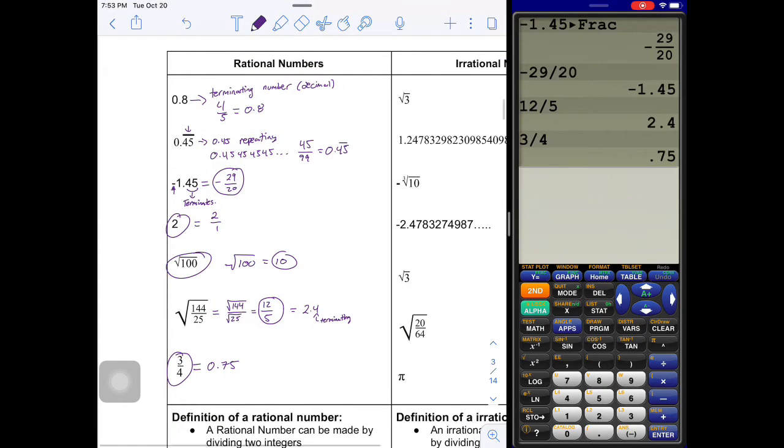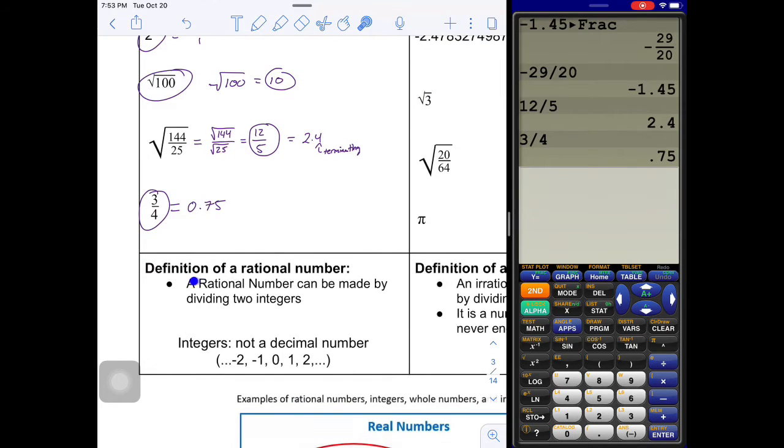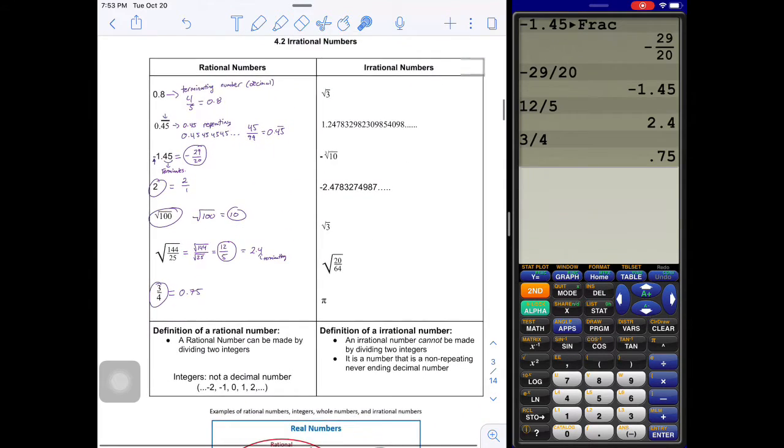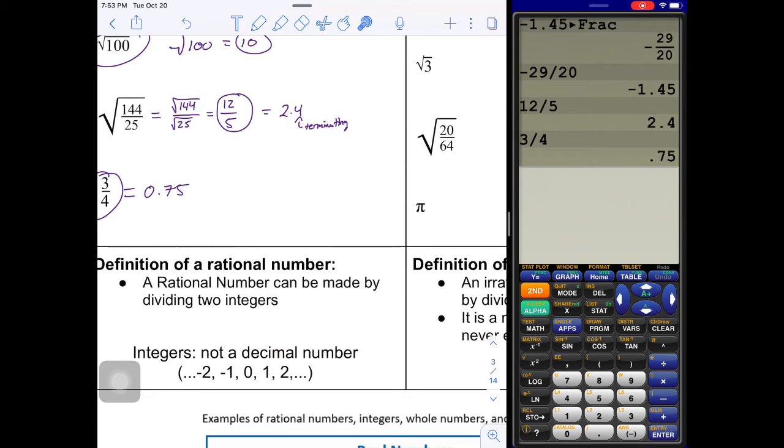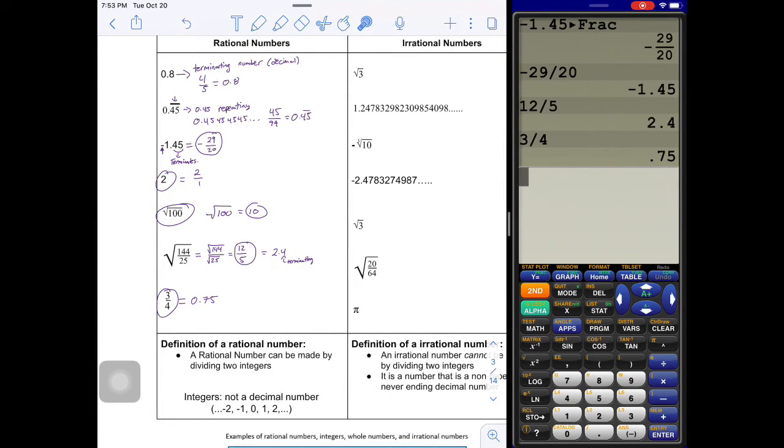So hopefully you can see what the relationship for rational numbers is. If we come here, we can see a definition. A rational number can be made by dividing two integers. Remember what an integer is. It's listed below here: -2, -1, 0, 1, 2. It's any number that's not a decimal. If we can make a fraction where the numerator and the denominator are integers, then that is a rational number. We can represent every single number here as a fraction where we're dividing two integers.